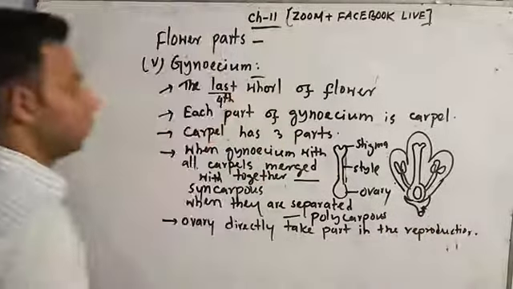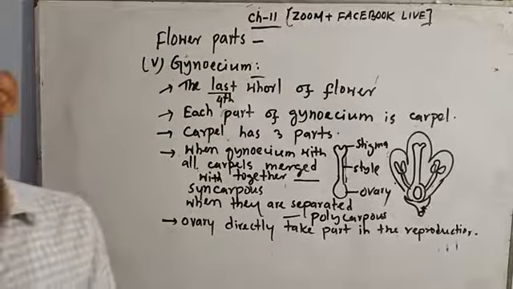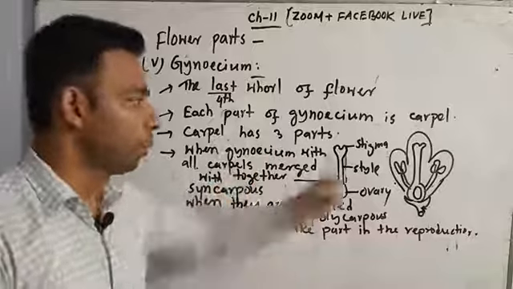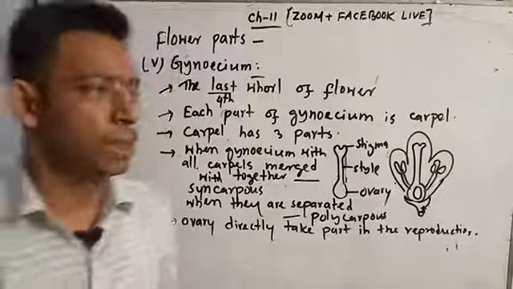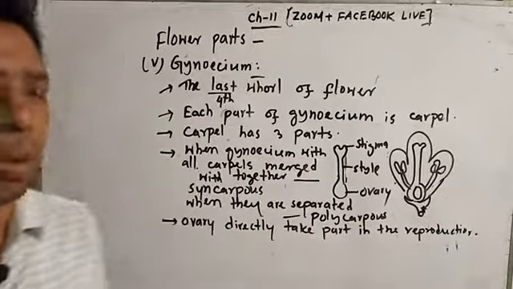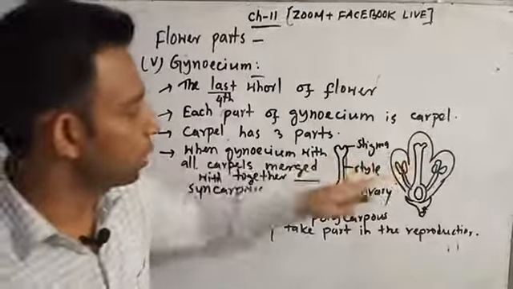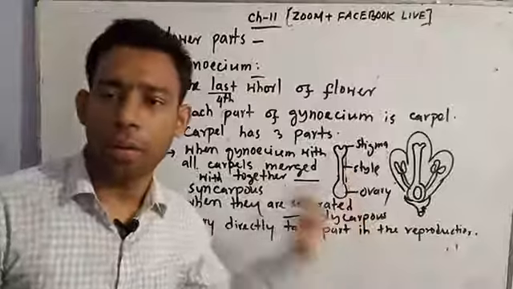Okay. The last and final, the fourth whorl of a flower, is the gynoecium. Each part of the gynoecium is the carpel. Though, sir, it is one part, why can you say each part? Some flowers have more than one gynoecium inside the flower. So each and every part is made of the carpel. The carpel has three parts: stigma, style, and ovary.